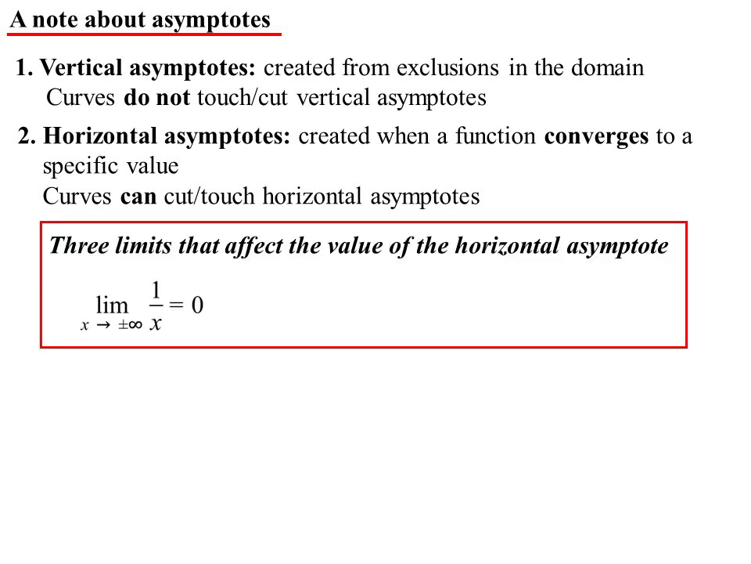Now there are 3 limits that are really useful when you want to work out horizontal asymptotes. This one we know, the limit as x approaches plus or minus infinity of the hyperbola 1 on x is equal to 0. If you look at the graph we can see that. As x is getting very, very big, or very, very big in the negative direction, we can see that the curve is getting closer and closer to a y value of 0.